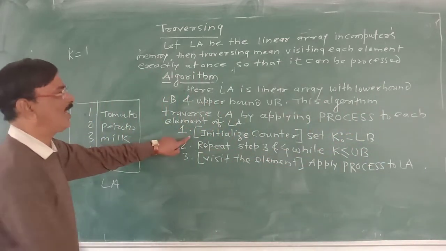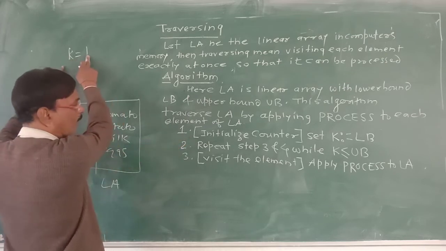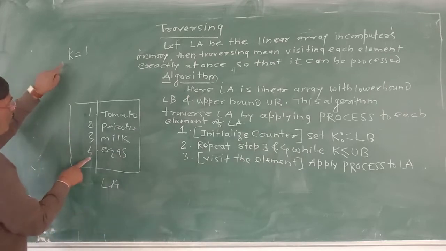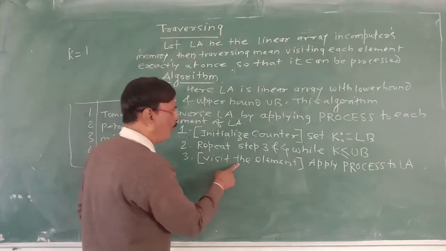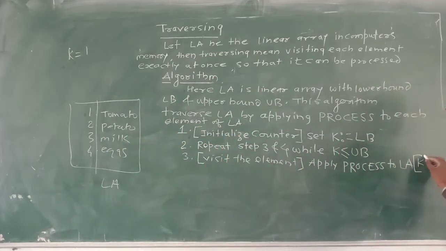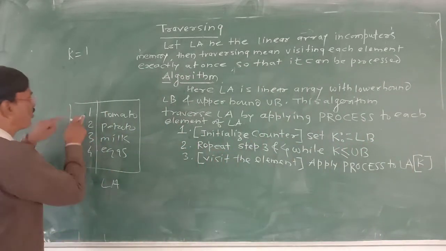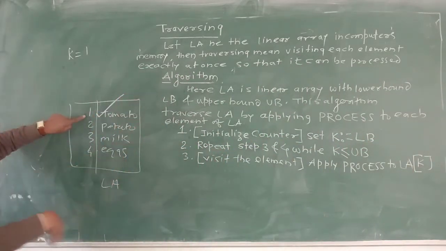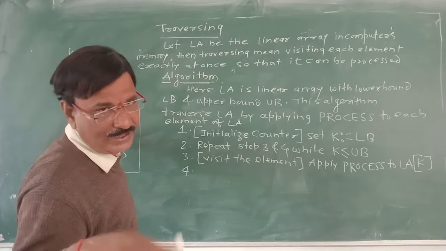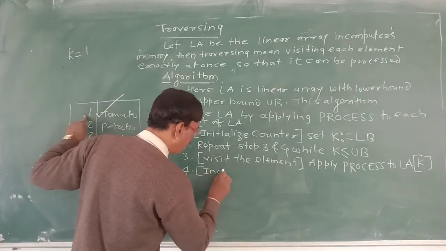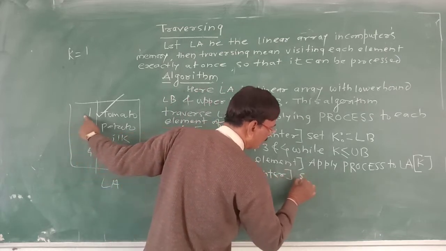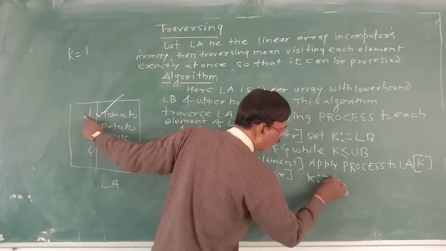Now see, initialize the counter: K is equal to lower bound, which is 1. Repeat steps 3 and 4 while K is smaller than or equal to upper bound. Upper bound is 4 and K is 1, so the condition is satisfied. Visit the element and apply the process to LA[K]. So LA[1] is tomato. The process is applied. Now step number 4: what do we have to do? Increase the counter, that is K equals K plus 1.